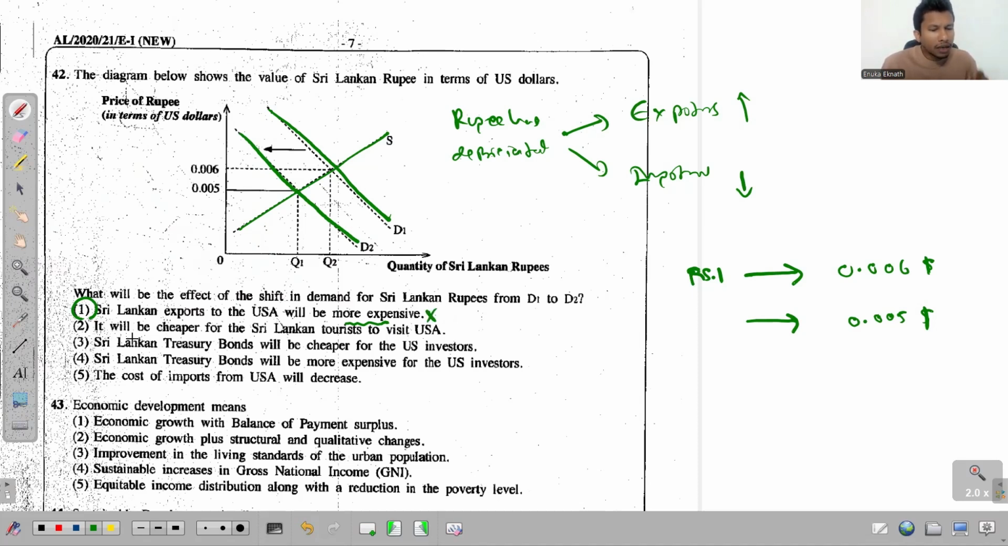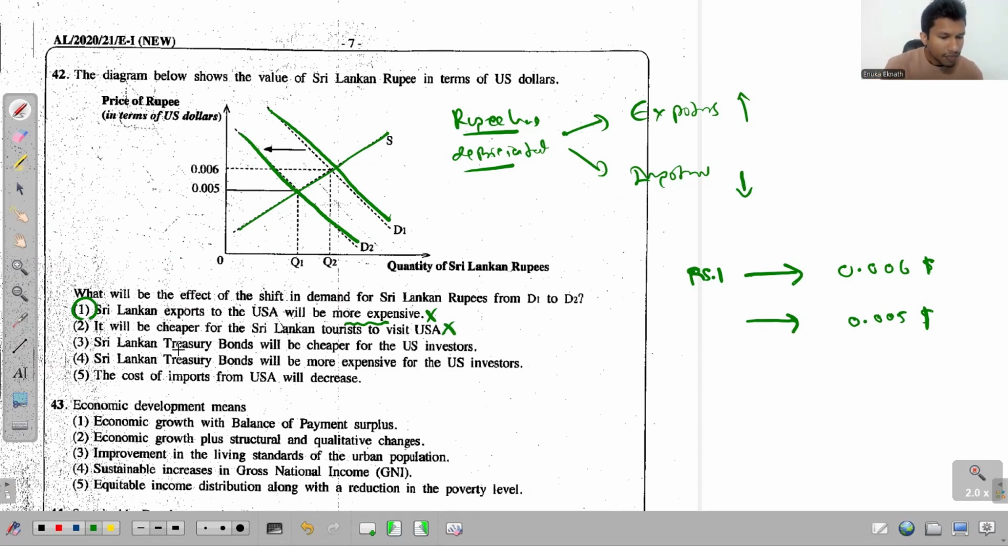Second one says it will be cheaper for Sri Lankan tourists to visit the USA. See, the rupee has depreciated. When the rupee gets depreciated, if you need to travel to the USA, you will have to pay more and more rupees to obtain the required dollar amount for your tour. So again, the opposite of this is true.